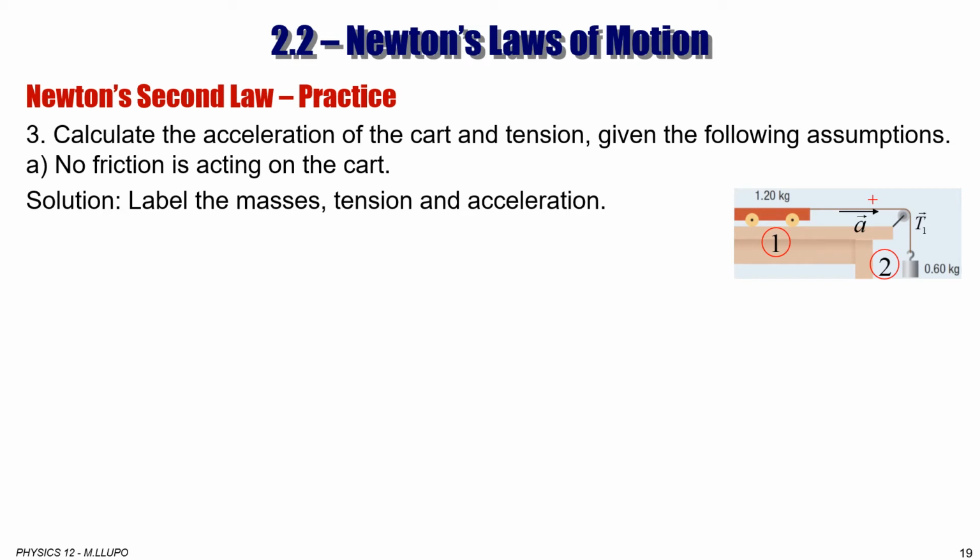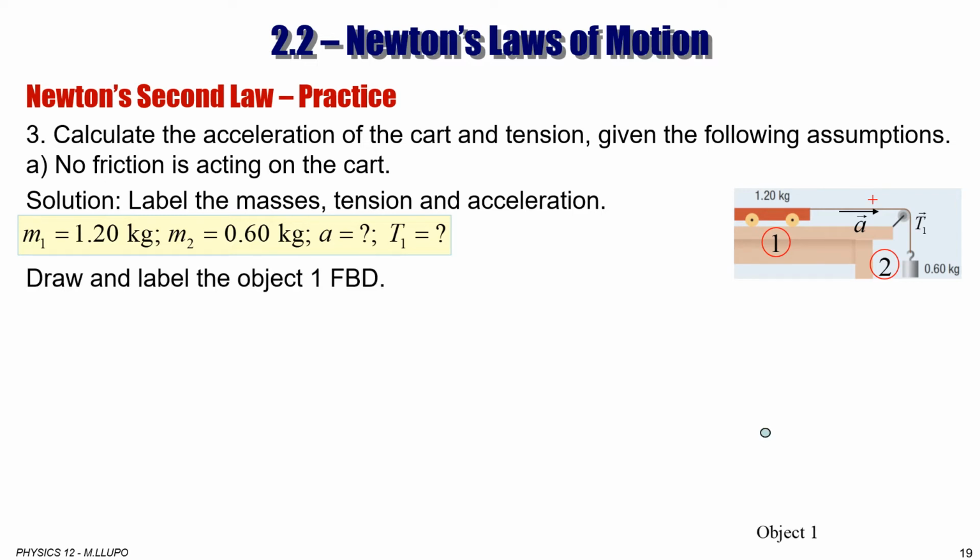Next, write what is given and what is required. Mass 1 is 1.2 kilograms, mass 2 is 0.6 kilograms, and acceleration and tension are required. As in solving any dynamics problem, you have to draw a free body diagram. Let's start drawing a free body diagram of object 1, the cart.